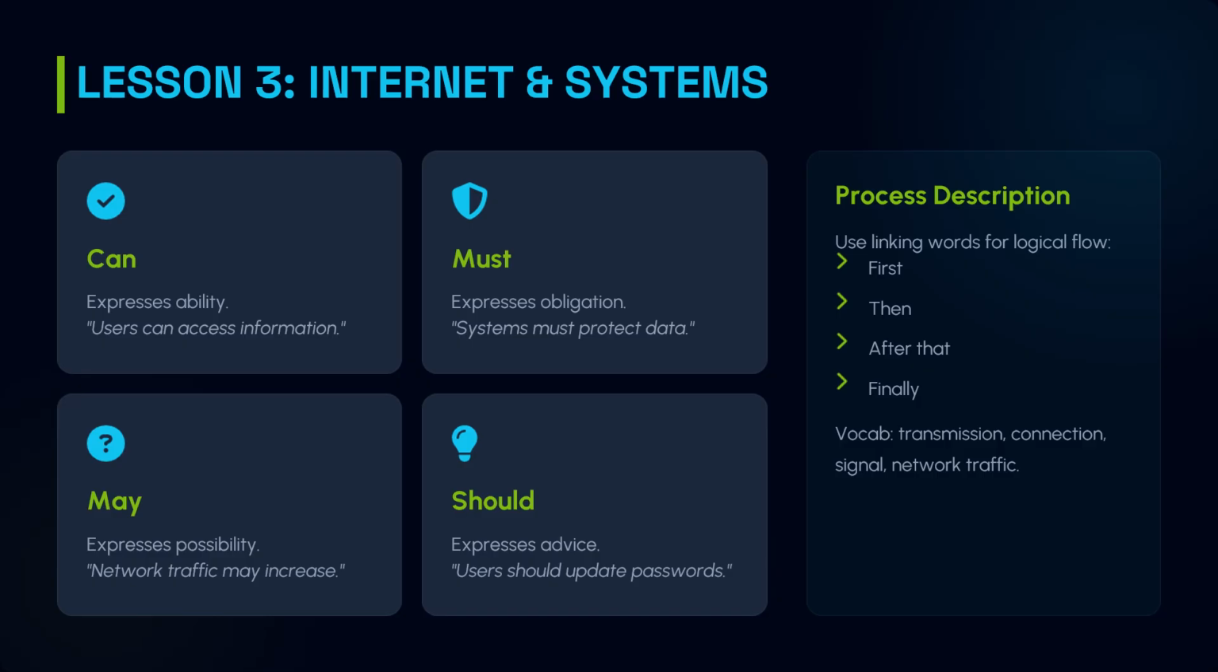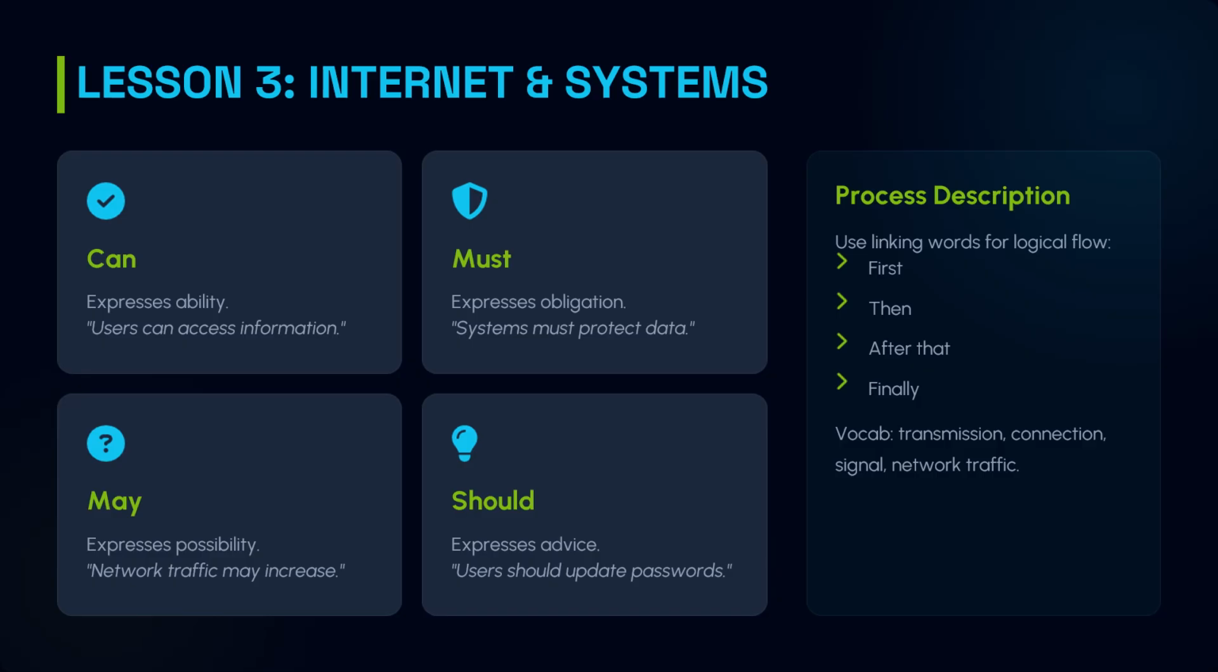So in lesson 3, we have seen another theme, which is internet and systems. Here we look at laws of system using modal verbs. We have seen different modal verbs like can, must, may, and should. They are used for different purposes. This is about degrees of certainty or necessity. If a security protocol is mandatory, you must use must. That is to say, when it is an obligation, it is necessary, you use must.